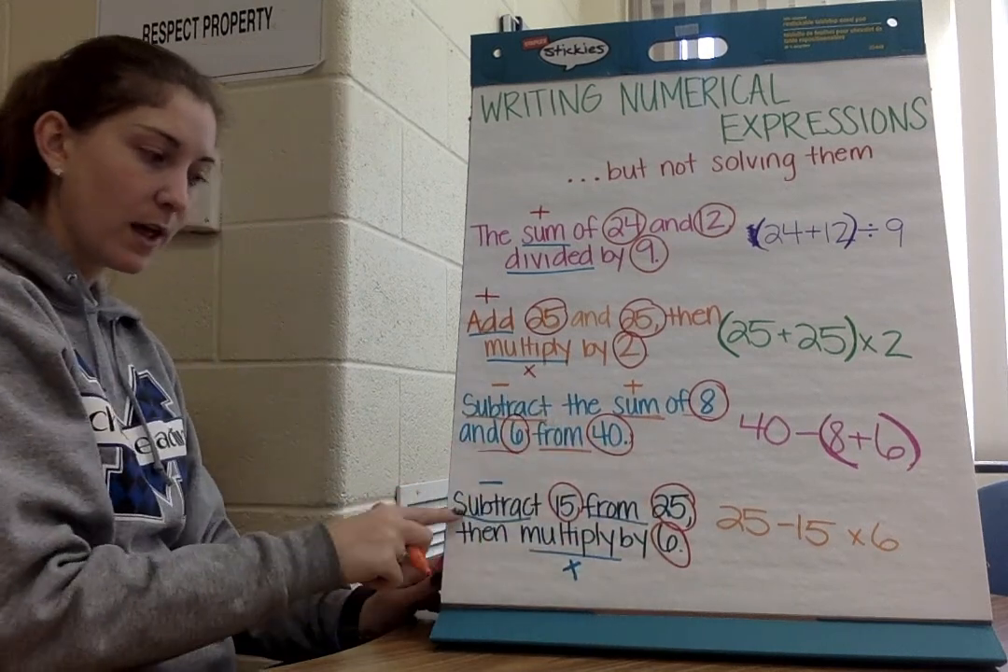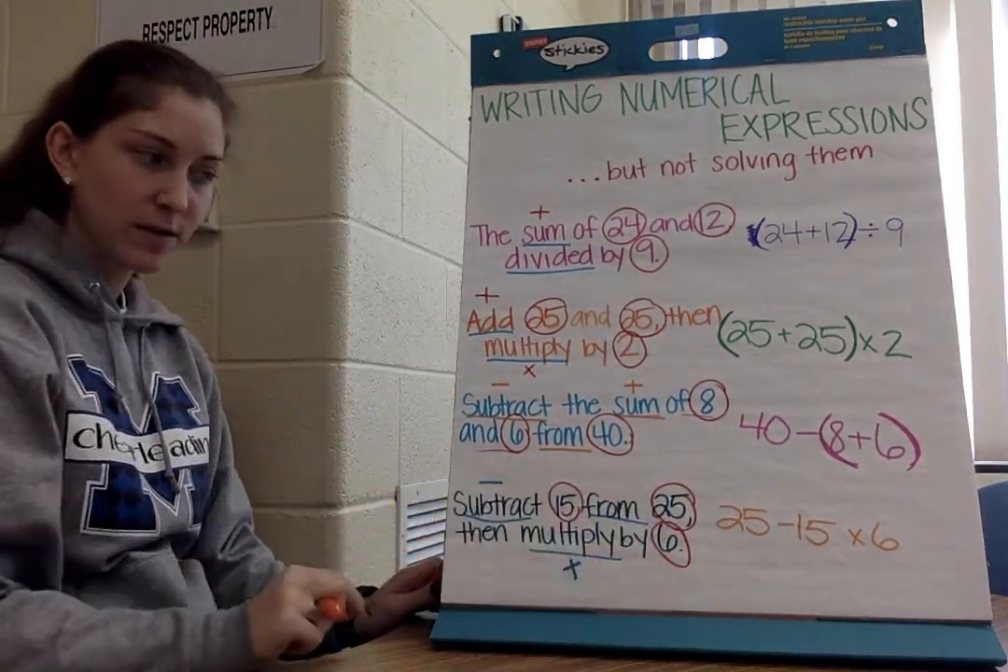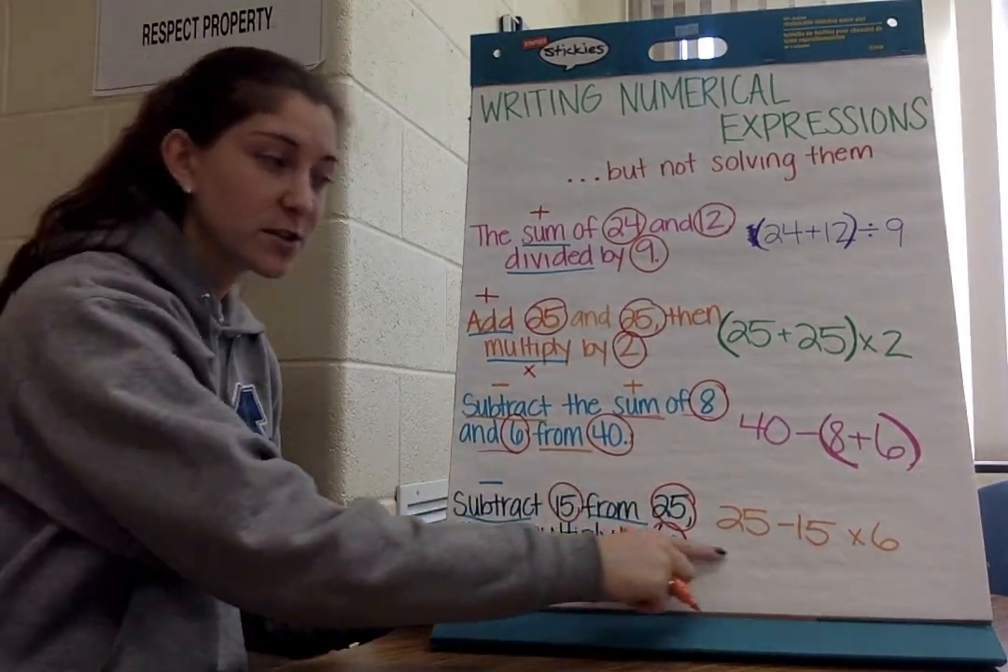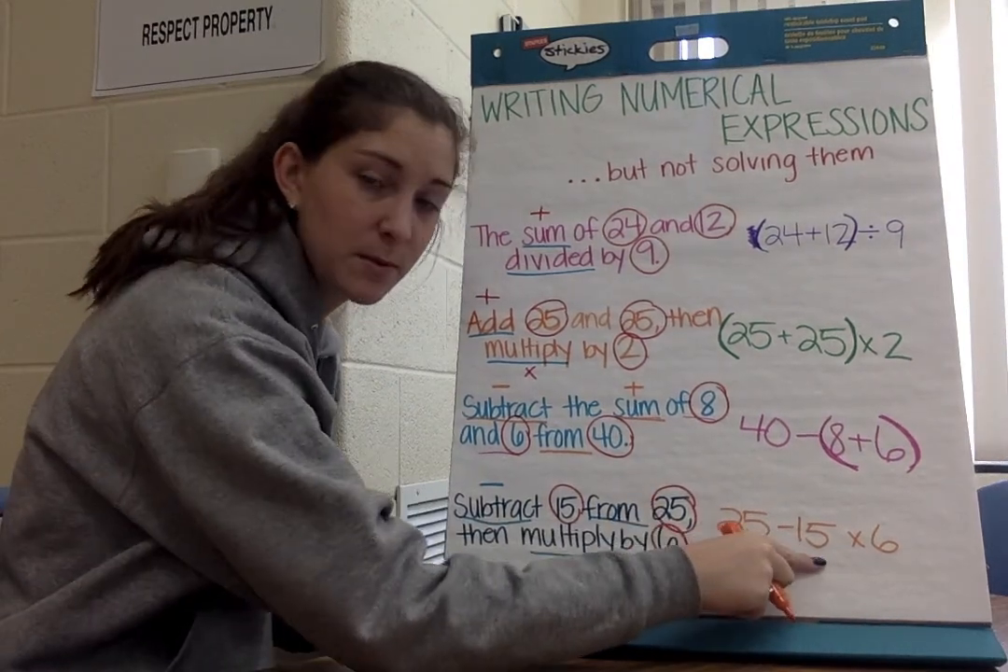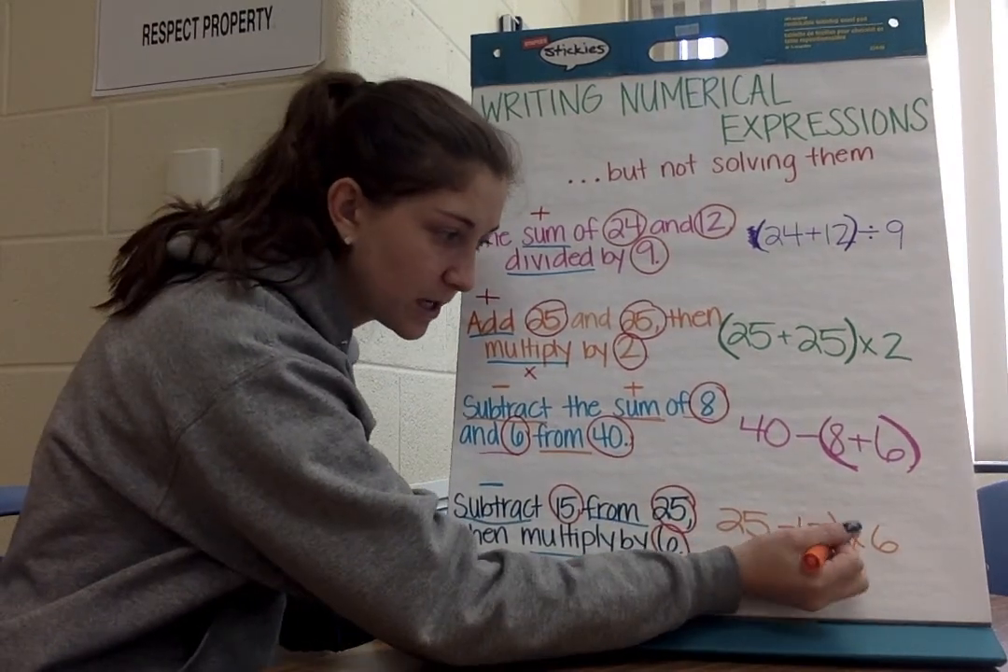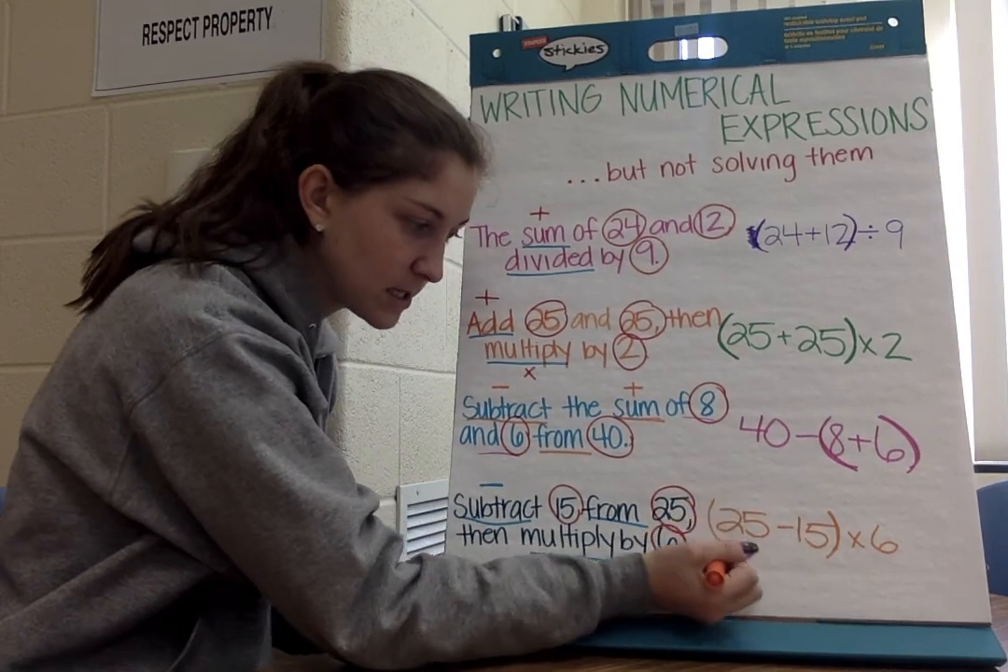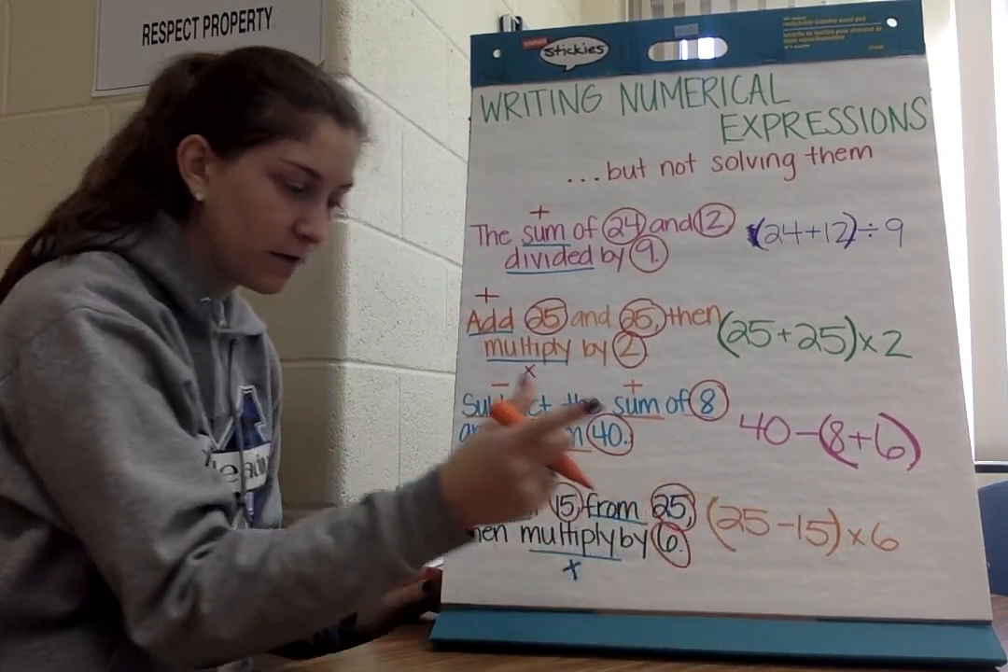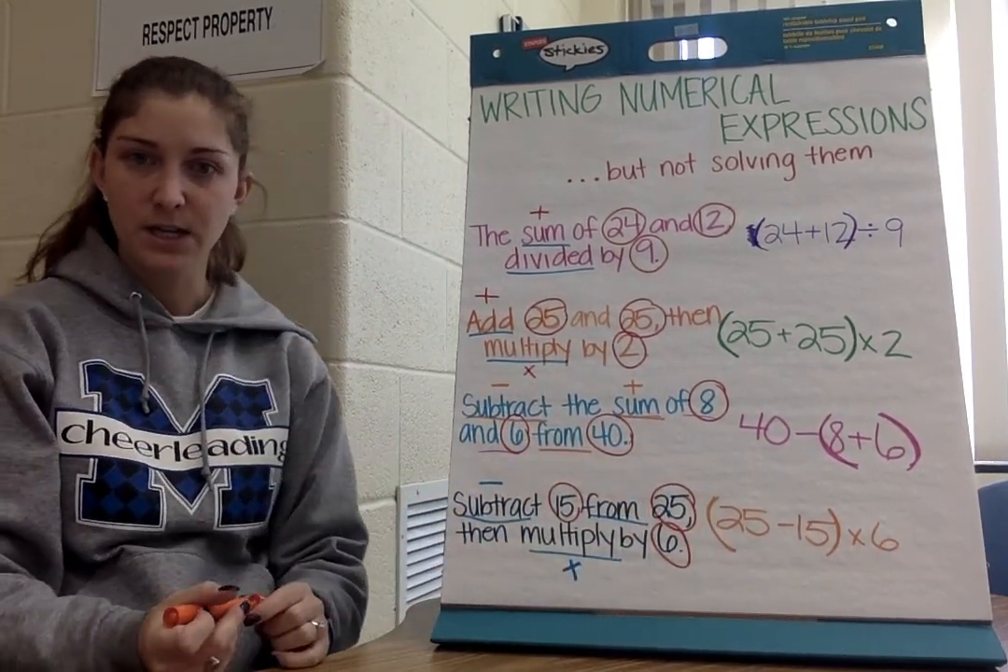Well, I know that I read subtract 15 from 25 first. And if I go to solve this right now, this isn't going to be what I solve first. So again, I have to add a set of parentheses in front of 25 and behind 15.